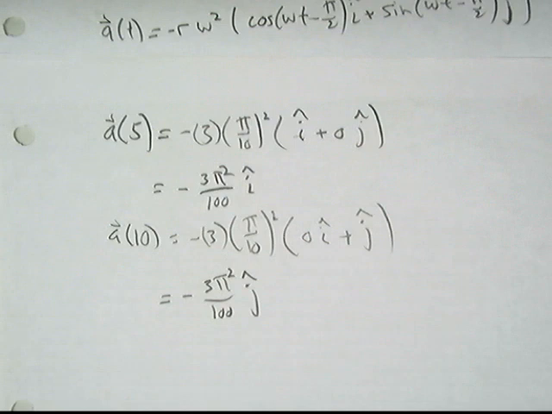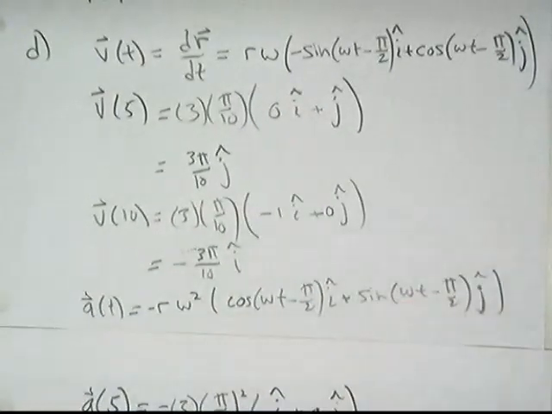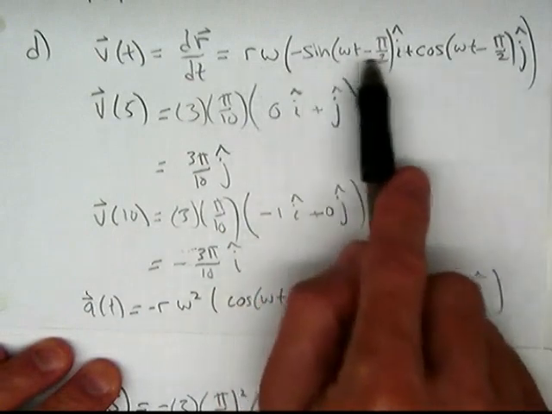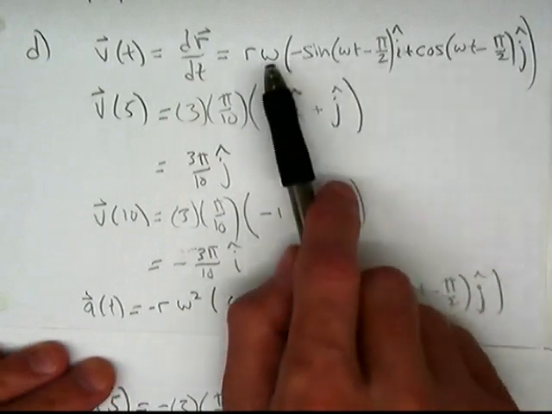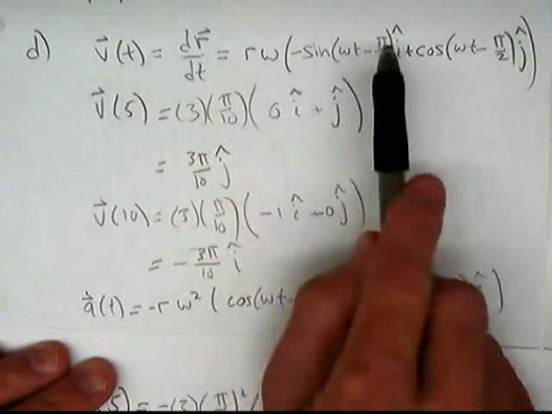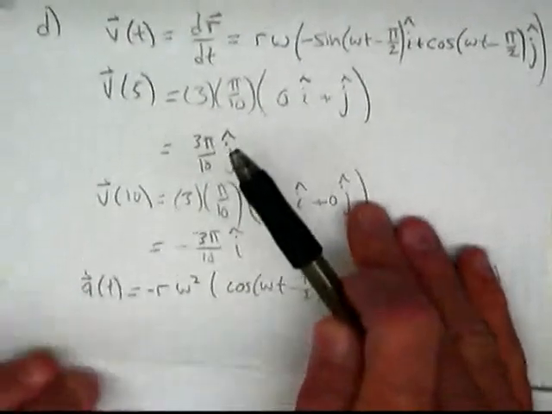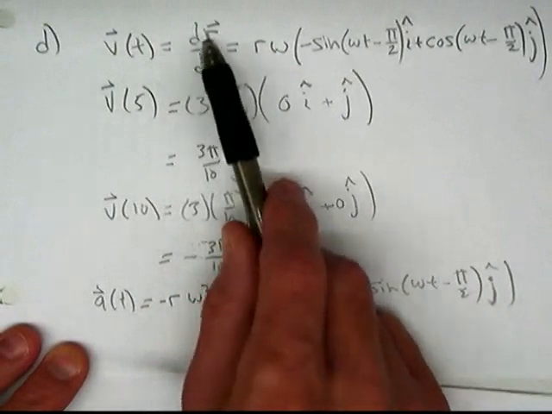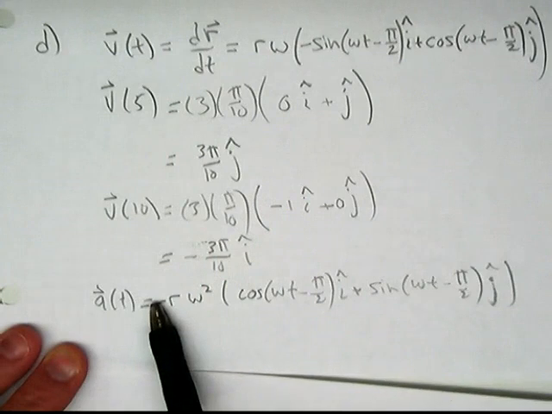How did you take the derivative of v? Okay, so let's go back to v. v is r omega times the quantity, everything inside the parentheses: negative sine of this guy i plus cosine of this guy j. So r and omega are constants. They come outside the derivative when you're taking the derivative with respect to time. I didn't write this down. I should have written down a of t, like I wrote down here. v of t is the time derivative of r. I should have written down a of t is equal to the time derivative of v.